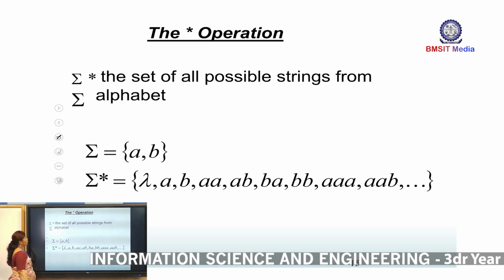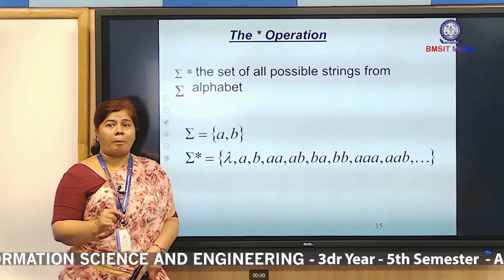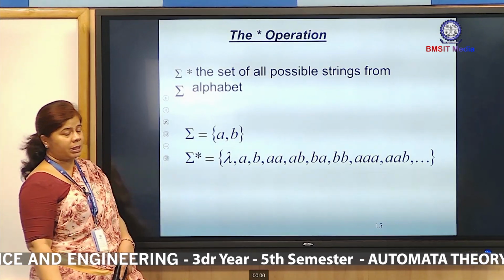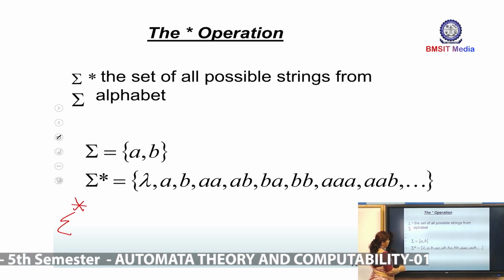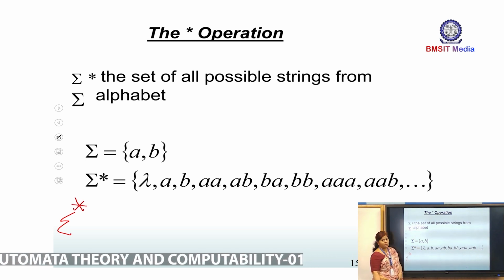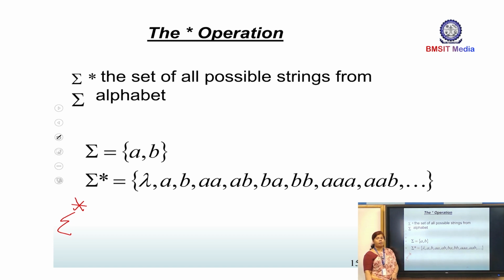Now, the important operation which is commonly used in our automata theory concept is the Kleene closure concept, that is sigma star. Sigma star is defined as the set of all possible strings from the given alphabet. This set will usually be an infinite set because we don't know how many strings will be formed from the given alphabet. That's why sigma star is usually infinite.